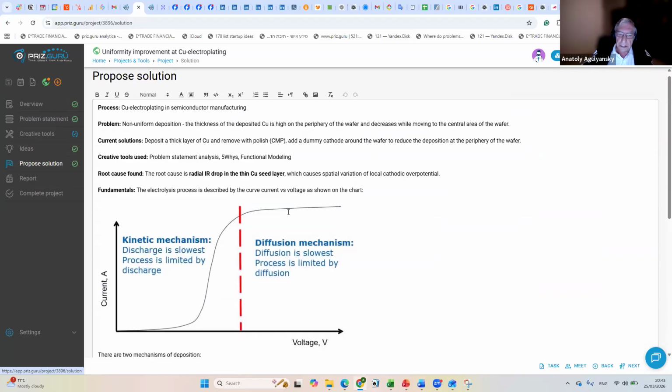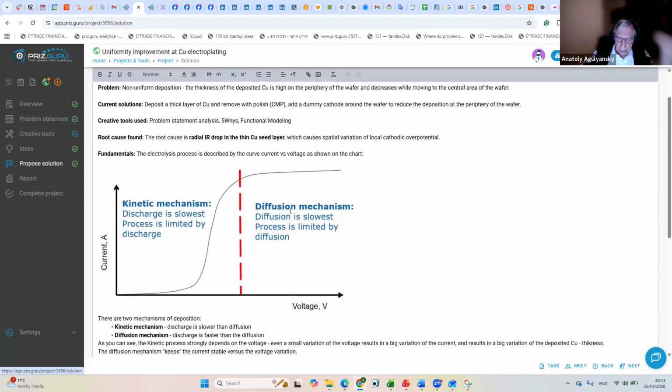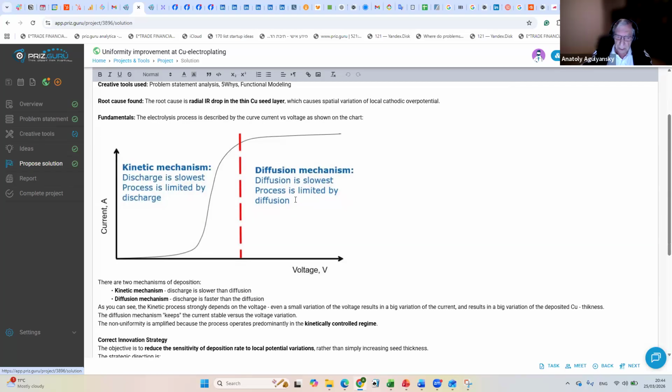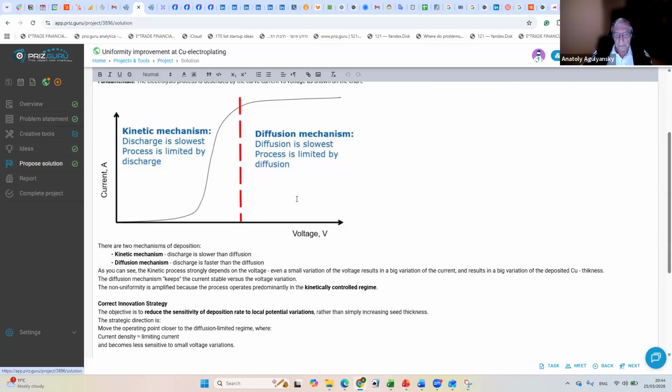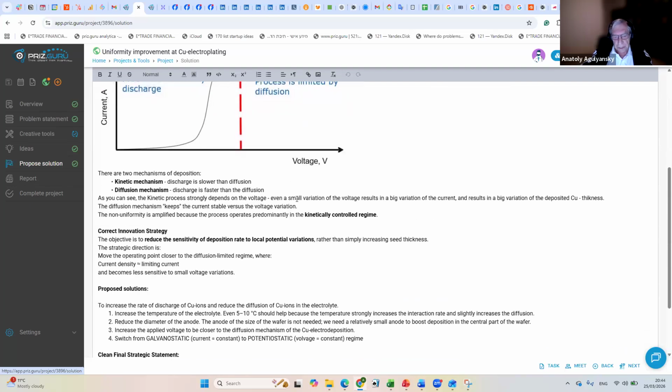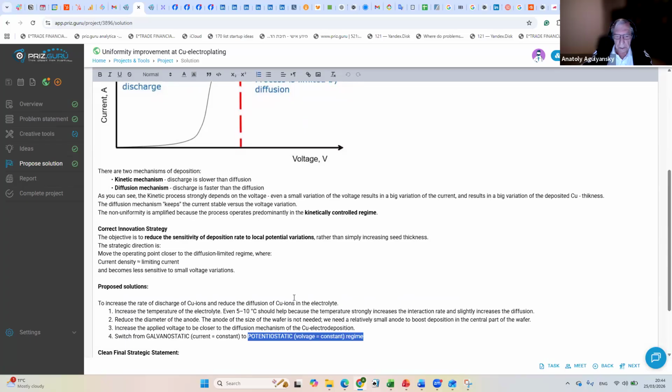So what I see from the very beginning, a mistake was made. A producer of electroplaters for semiconductors made a mistake because they keep the process in galvanostatic regime, and it should be potentiostatic regime.